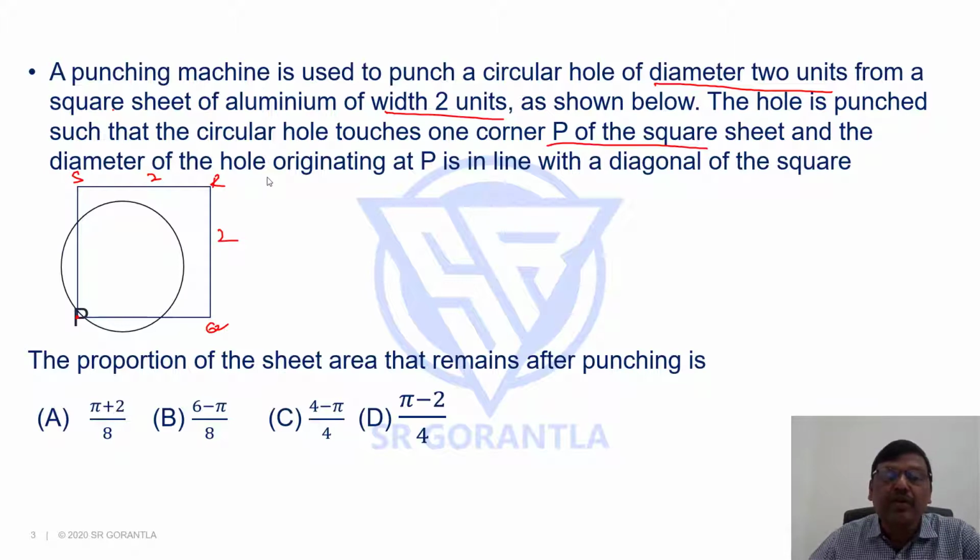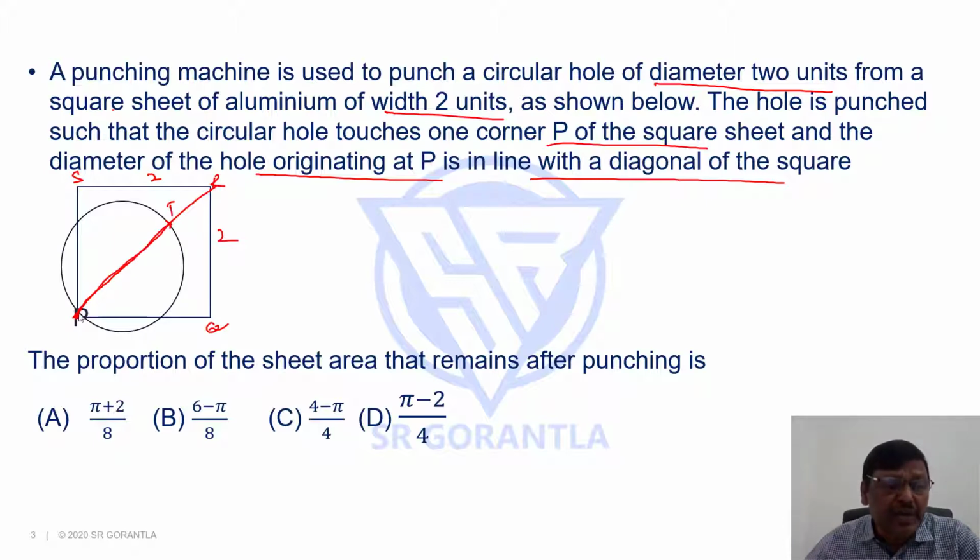And the diameter of the hole originating at P is in line with the diagonal of the square. Suppose if I draw this PR diagonal, the diameter is in line with the diagonal means the diameter that is originating here is in line means suppose if I take this T, PT is going to be the diameter of the circle, PR is going to be the diagonal of the square.